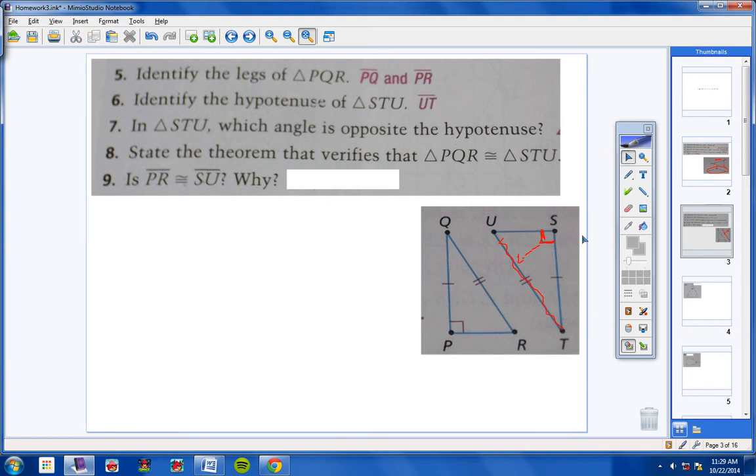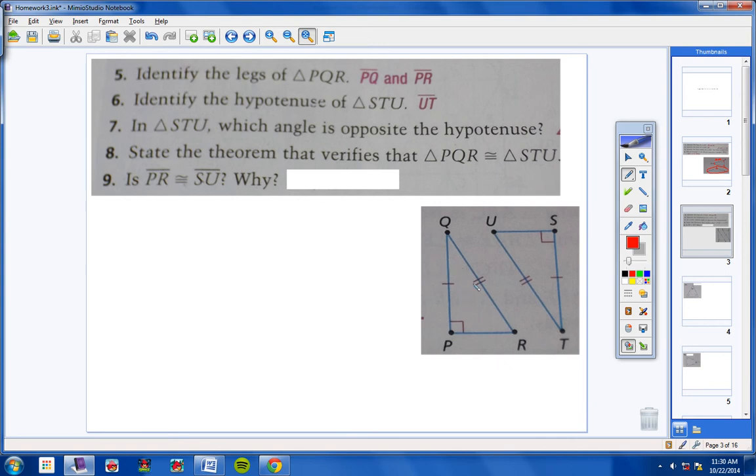Okay, number 7. In triangle STU, which angle is opposite the hypotenuse? Okay. Well, here's triangle STU right here, okay? Here's the hypotenuse right here. Which angle is across from the hypotenuse? Well, it's angle S, the right angle, okay? Angle S.